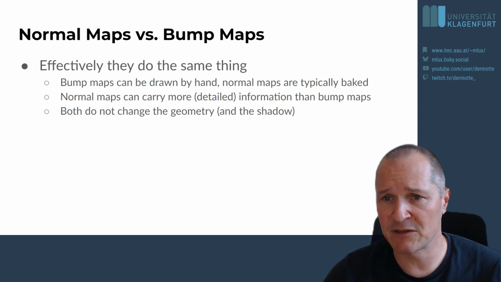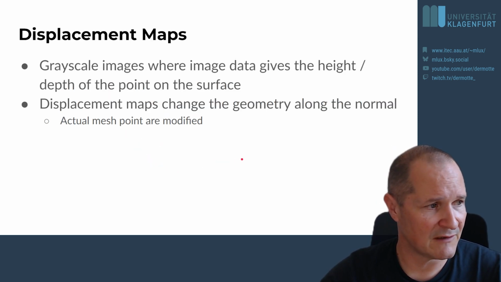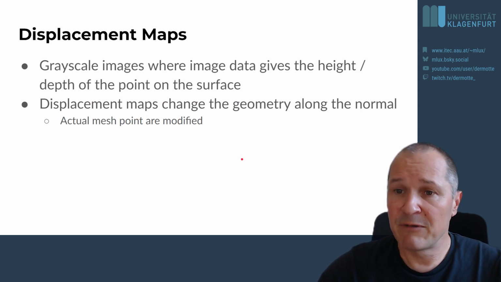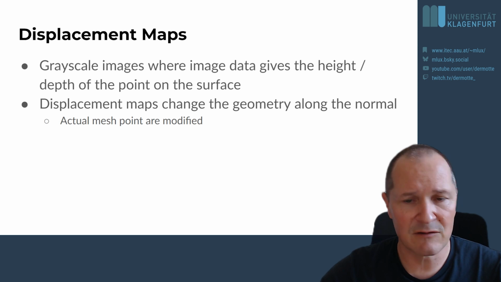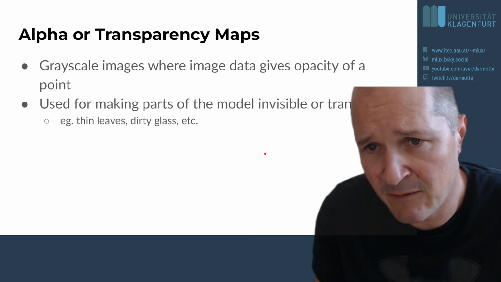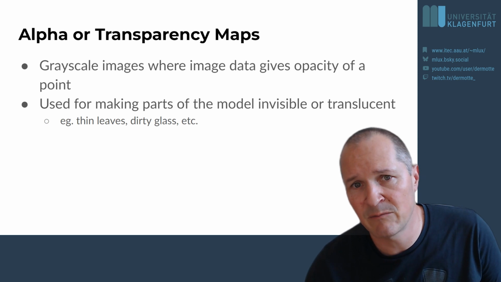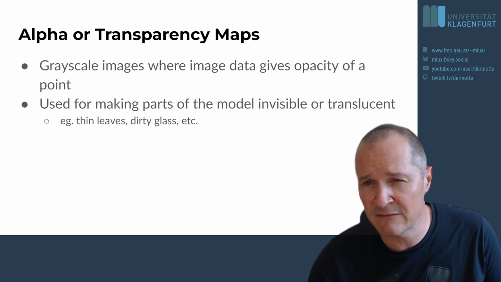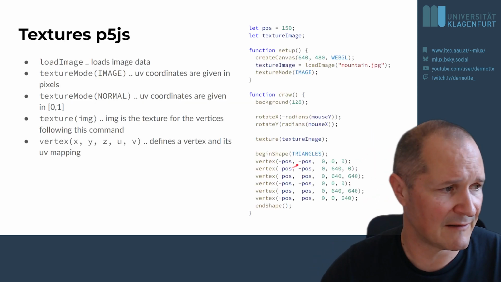Both do not change the geometry or the shadow or the silhouette. That's the whole idea. And displacement maps, on the other hand, they change the geometry along the normal, and then it changes the whole thing. Then there are alpha and transparency maps, where image data gives the opacity of a point, and you can then make parts of a model invisible or translucent in leaves or dirty glass or something like that.